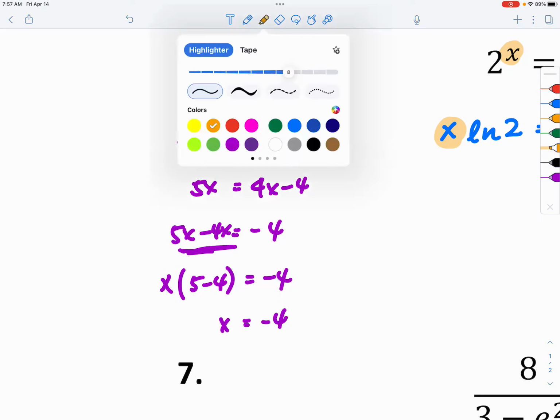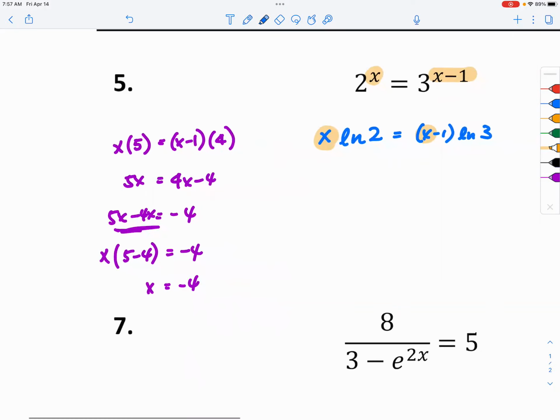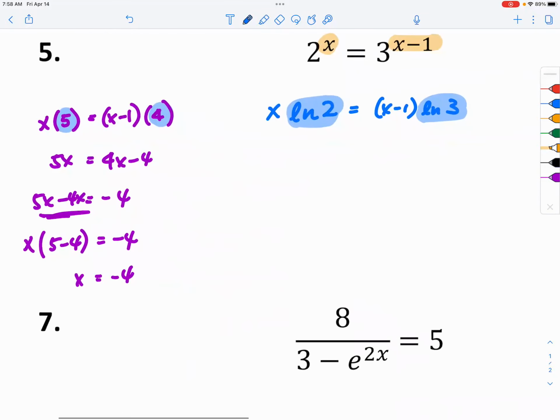Now, what I want to show you here is this. I want to show you that the number 5 and the number 4 right here, the numbers, they are just like natural log of 2 and natural log of 3. Now, it takes a little bit of time to become more familiar with this. That's why your practice is going to be very crucial. You will distribute the natural log of 3 into the parentheses, because log of any number is just a number.